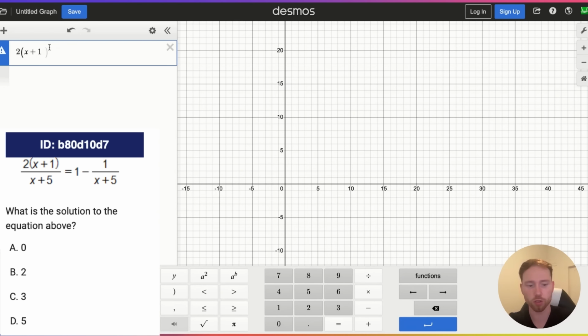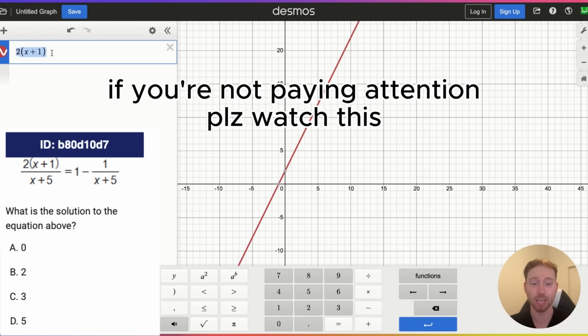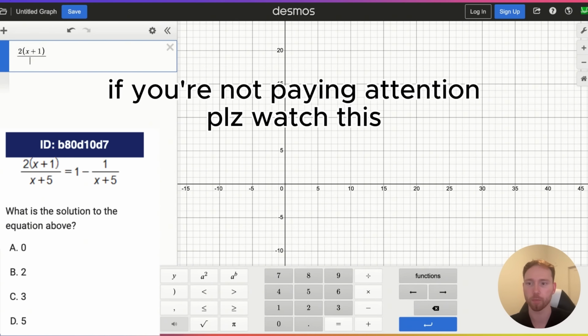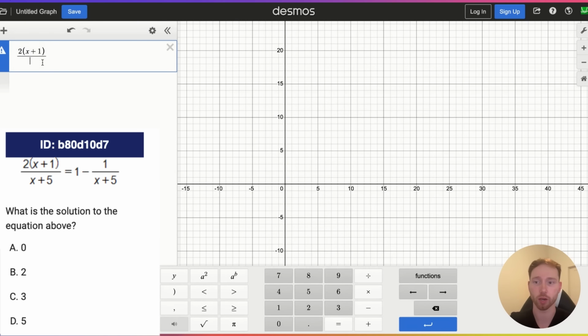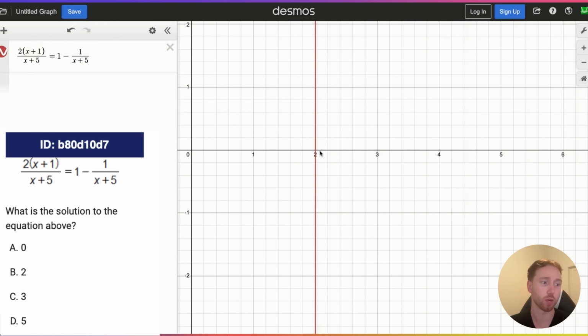We have our first function here. I want to close that. And whenever you have something like this and you want to divide it, go ahead and highlight it, click the division. You can either click this or do the shortcut, and it'll just immediately put everything over the denominator. And there we go. We immediately get our solution crossing the x-axis at 2. So we know B is going to be the correct answer for this question.